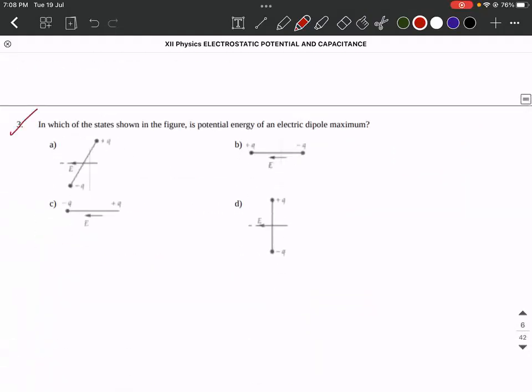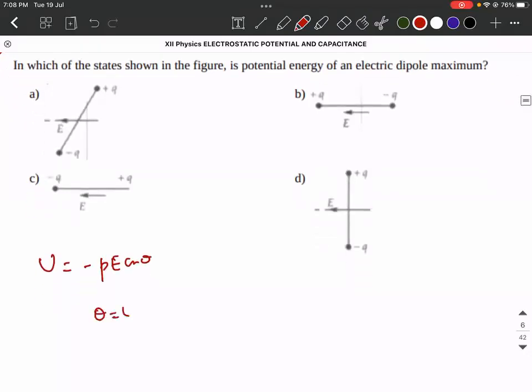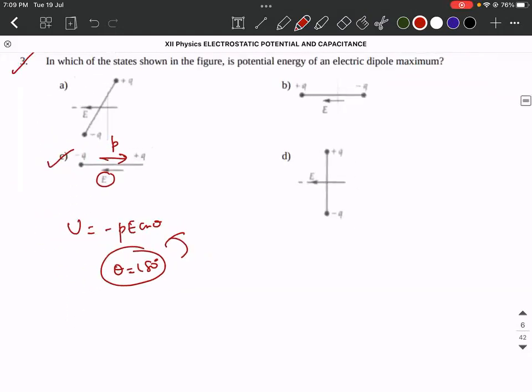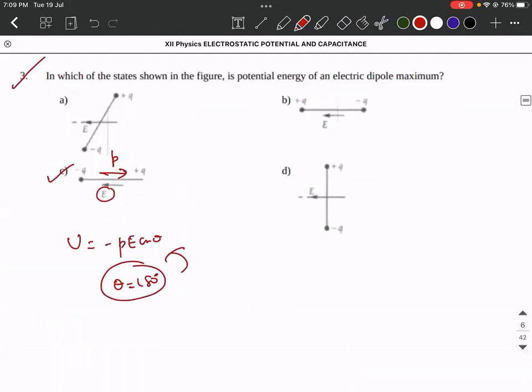Third, in which of the states shown in the figure is potential energy of an electric dipole maximum? U is equal to minus PE cos theta. Theta should be equal to 180 degrees for U to be maximum. So theta is equal to 180 in which case? This is the direction of P, this is the direction of E. Answer is C. Is that clear?